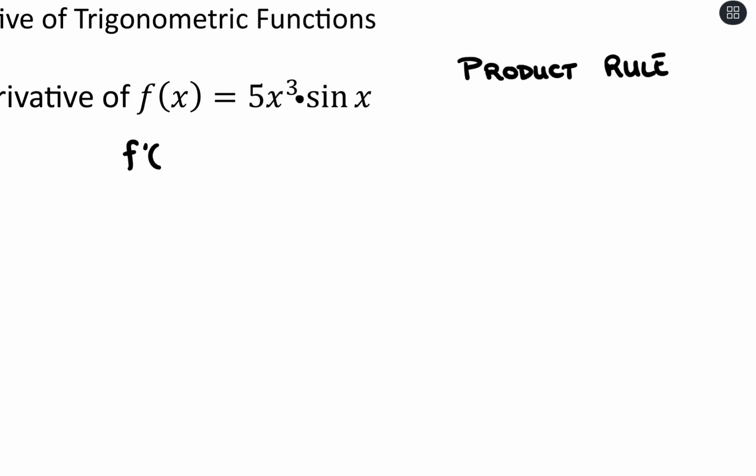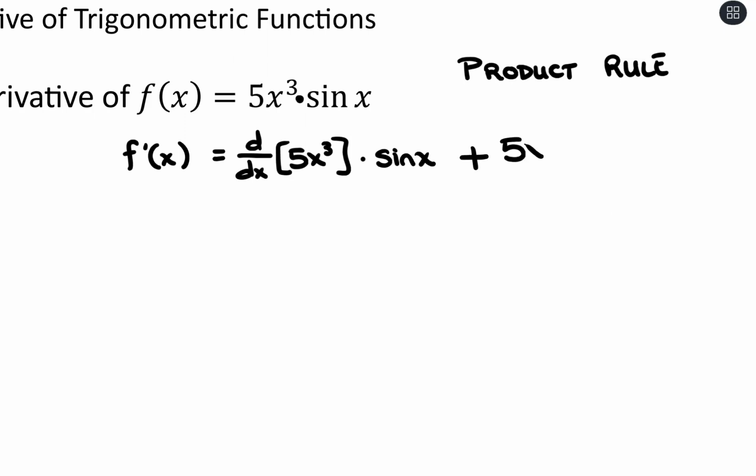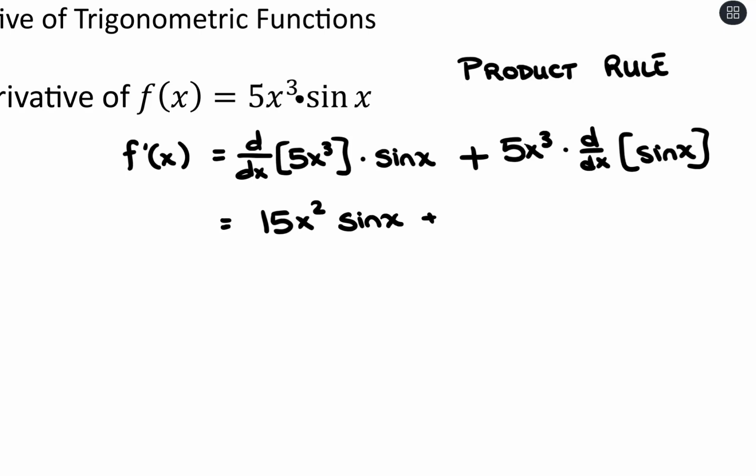So taking the derivative, I'm thinking of that derivative of 5x cubed, and then multiply that with keeping sine x the same. And I'm going to add on keeping 5x cubed the same, and then multiply with the derivative of sine x. So that'll be 15x squared times sine x plus 5x cubed times cosine x. Just applying our derivative of sine of x, which is exactly equal to cosine of x.